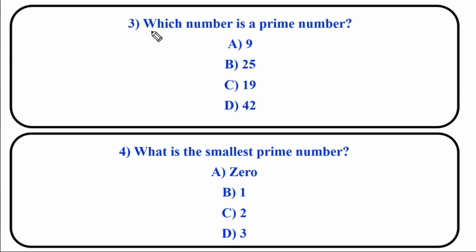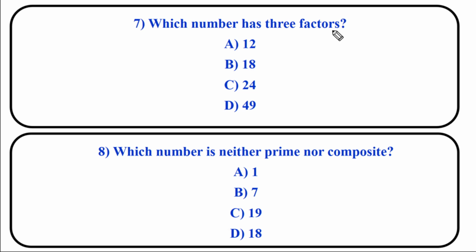Next, number 3, which number is a prime number? 9, 25, 19, 42. It's easy to say that 19 equals 19 times 1 has only 2 factors. So 19 is a prime number. Next, what's the smallest prime number we studied before? It is 2. 2 is the smallest prime number, and this number is the only even number in prime numbers. Next, which number has 3 factors?